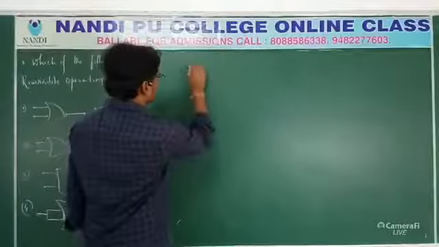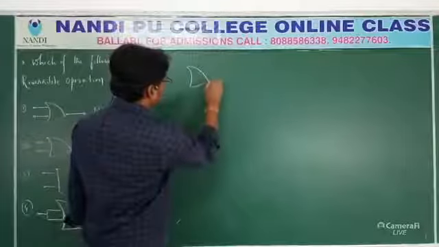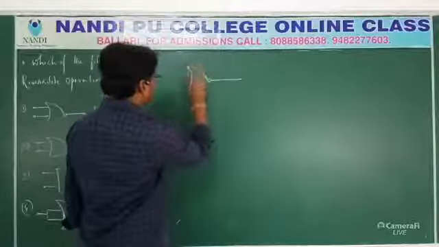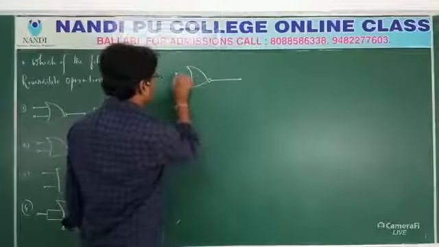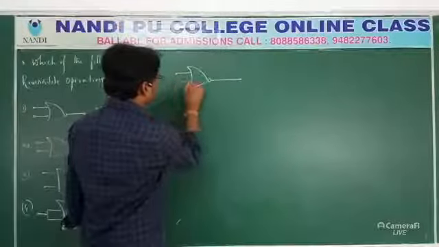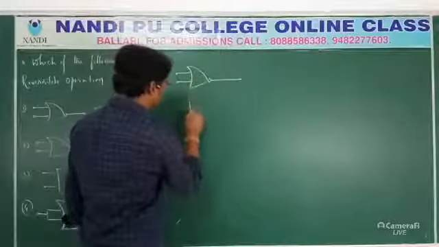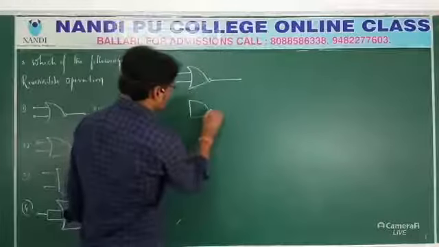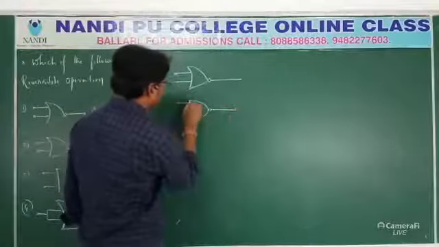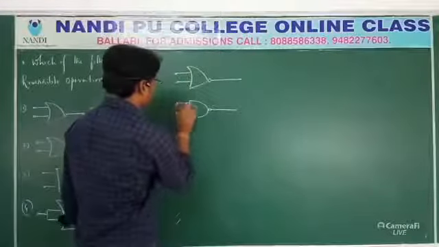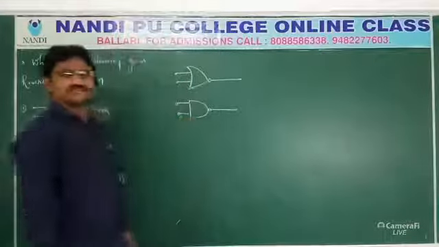Whenever this is the general representation for a NOR gate, these are the two inputs, and this is the general representation for the NAND gate. These are the two inputs. Observe very carefully.